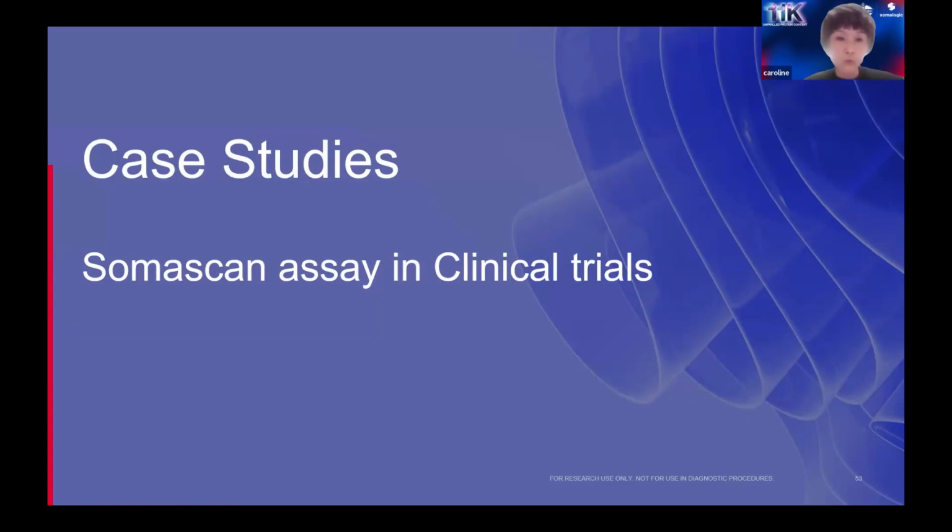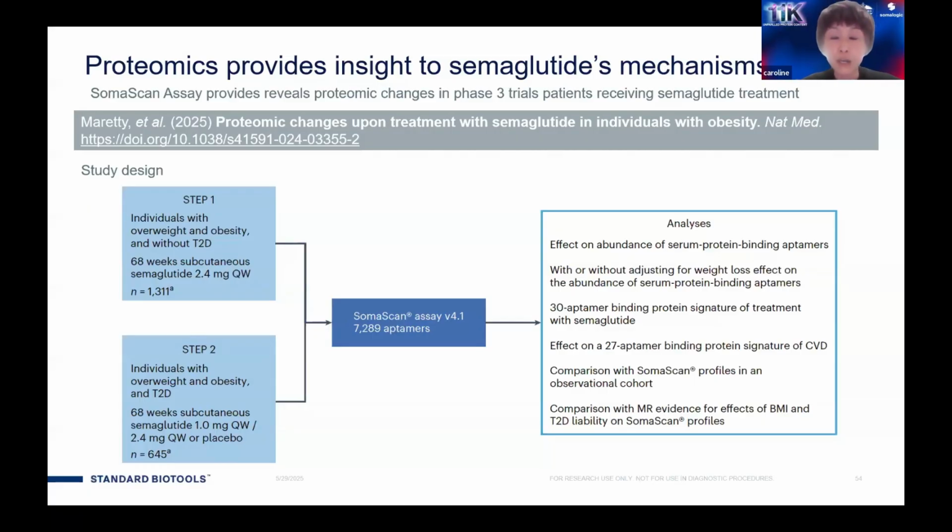The next example is also a very recent publication, done by Novo Nordisk and published this year. The aim is to look at the proteomic data to see whether this proteomic assay can provide insight into the mechanism of action of their drug, specifically semaglutide, which is used for obesity as well as type 2 diabetes. They used this in their phase 3 trials, the STEP 1 and STEP 2 trials as indicated here, on the SomaScan 7K assay. These are individuals who are overweight or obese, with and without type 2 diabetes.